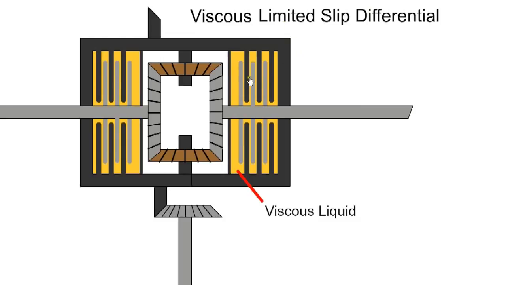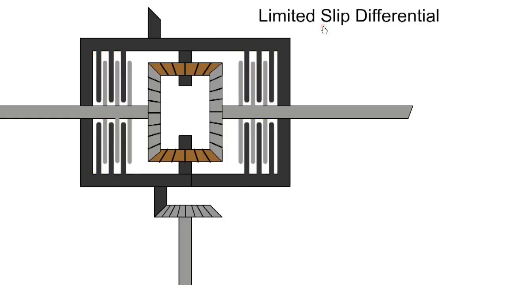When the car travels in a straight line, both sets of plates rotate together. If one wheel slips, the plates will rotate at different speeds. The viscous fluid will allow slow relative movements of the shafts during cornering, but will oppose a high-speed difference with a slipping wheel. This type of LSD is activated by a difference in speed between the plates.